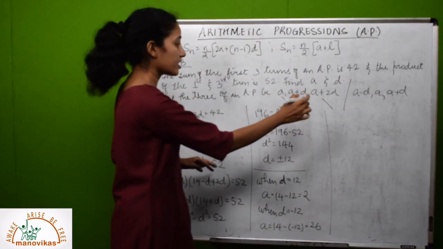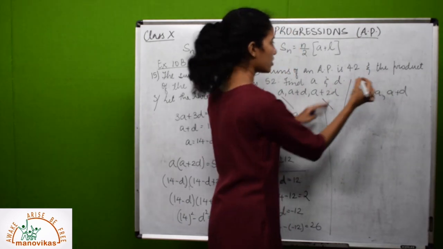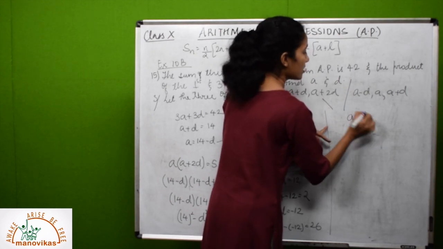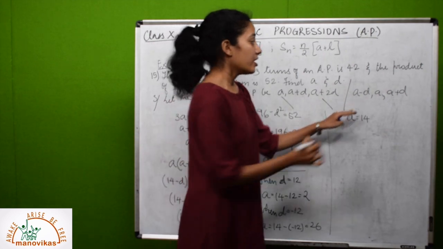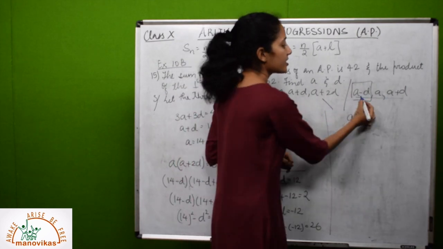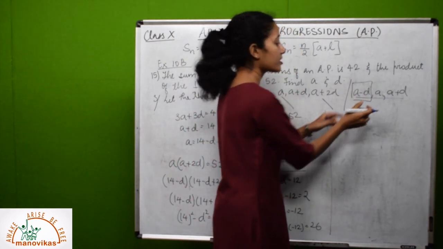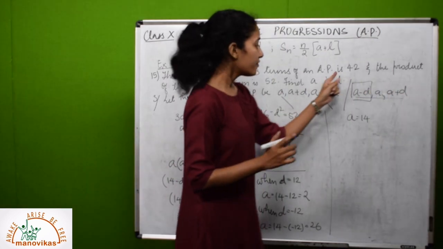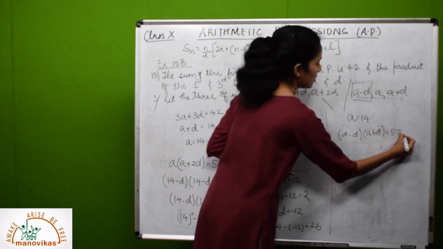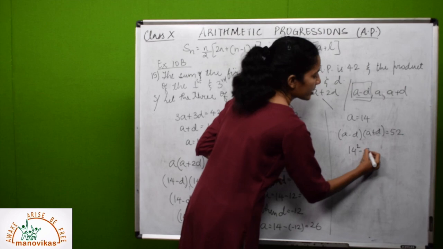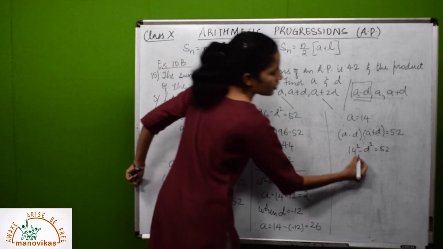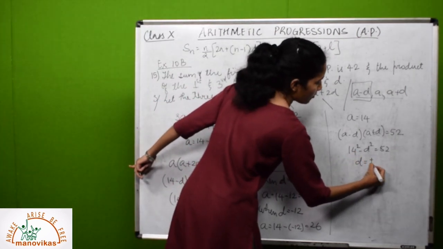Now when you are taking these terms, again the sum of all of this is equal to 42. So D will cancel and you will get directly A is equal to 14. Now note that this is not the first term. If you are taking these terms, A minus D is the first term here. Then the product of the first and the third term is 52, which will be A minus D and A plus D is equal to 52, which is nothing but 14 square minus D square. A is 14, so it will again come to the same thing. Therefore D will be equal to plus or minus 12.